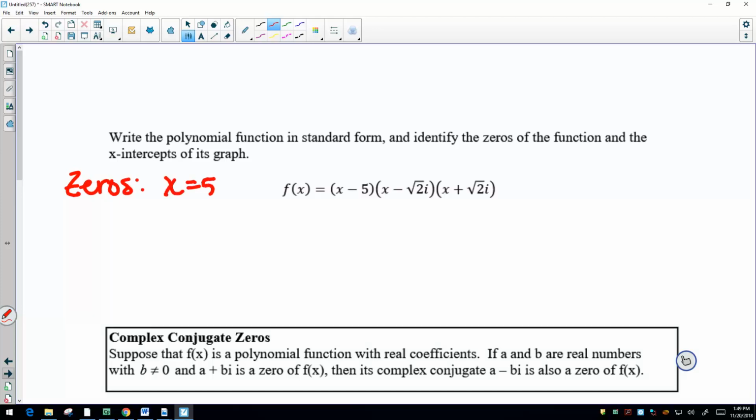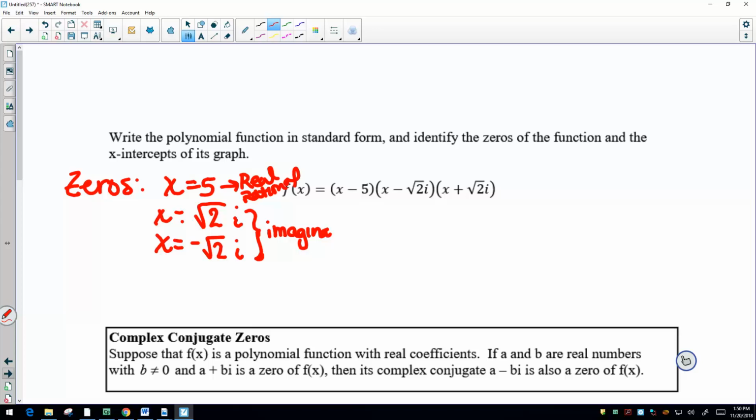One zero we have is x equals 5. Another zero is going to be x equals the square root of 2i. I is on the outside. The other one we're going to have is x equals negative square root of 2i. Okay, so keeping in mind x equals 5, this is a real zero. We could also say that this is a rational zero, where these are going to be imaginary, or we could say non-real zeros.